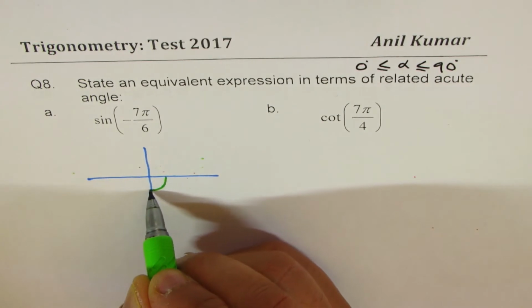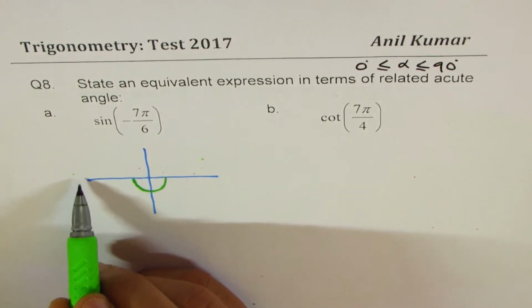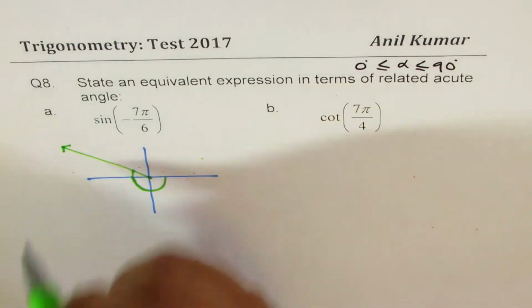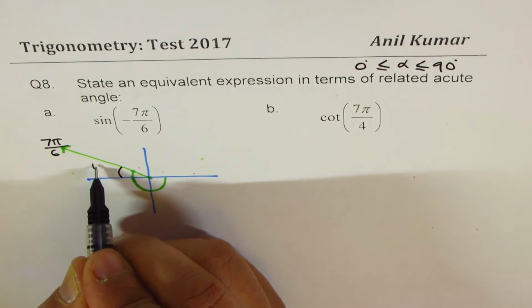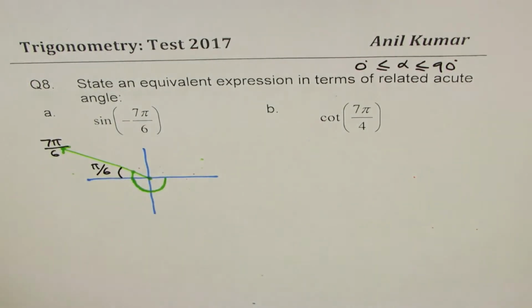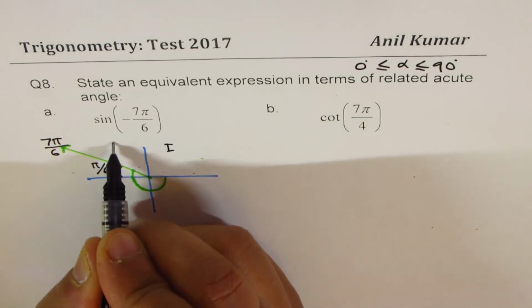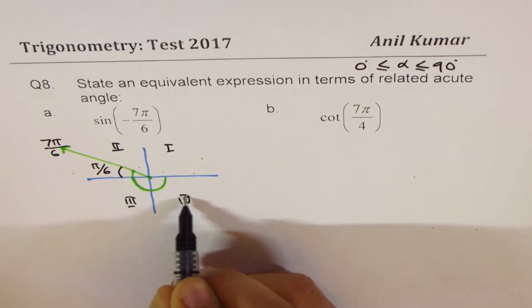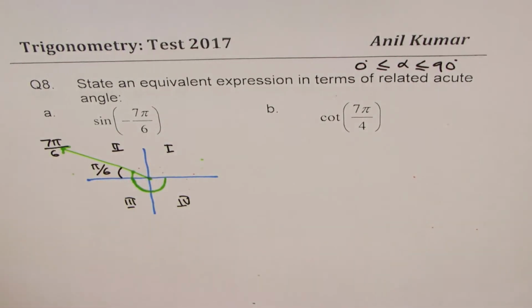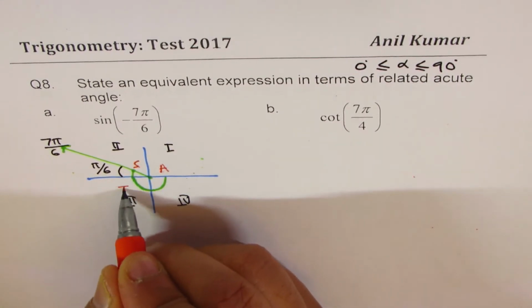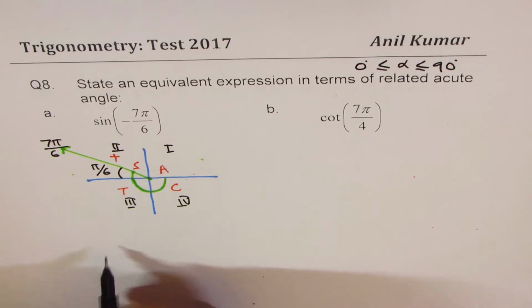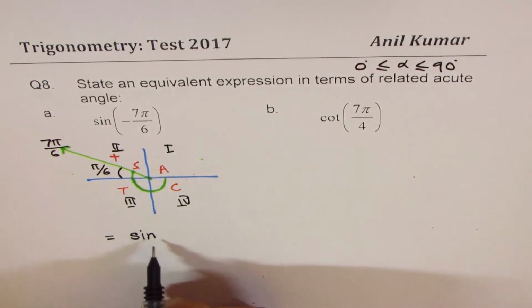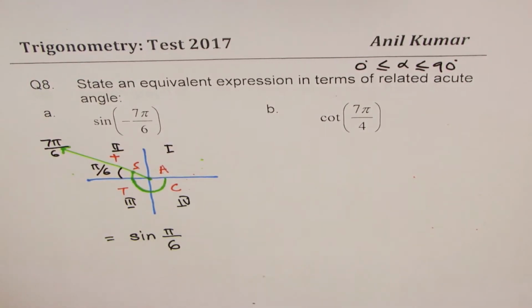7 pi by 6, and negative. Negative means we are going to move in this direction. Is it okay? Now if you go in this direction, this is 6 pi by 6. One more will give you 7 pi by 6, correct? So that is 7 pi by 6. So what is the acute angle here? 1 more than 6 pi by 6. Is it okay? So it is pi by 6. Now in this particular quadrant, is sine positive or negative? In this particular quadrant, sine is positive, correct? So you know the rule: all students take calculus, sine is positive. So we are looking for a positive answer. Is it okay? And therefore, we could write this as equal to, let me write here, big and bold, sine of pi by 6. Do you see that? So that becomes the equivalent expression for the given trigonometric expression, correct?